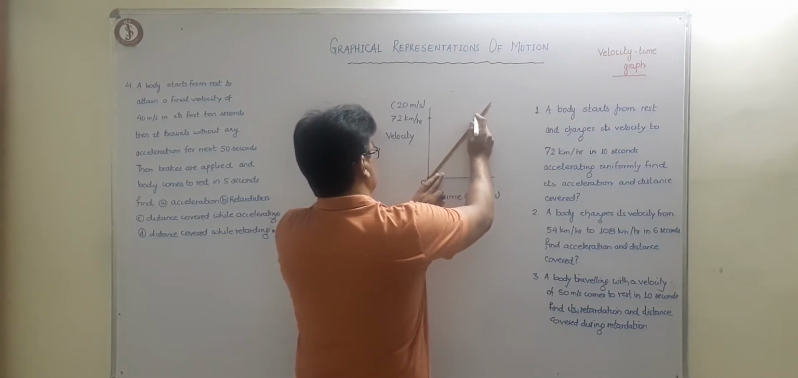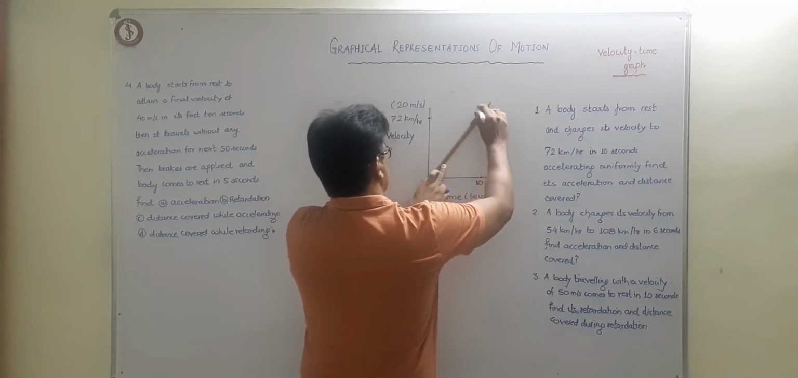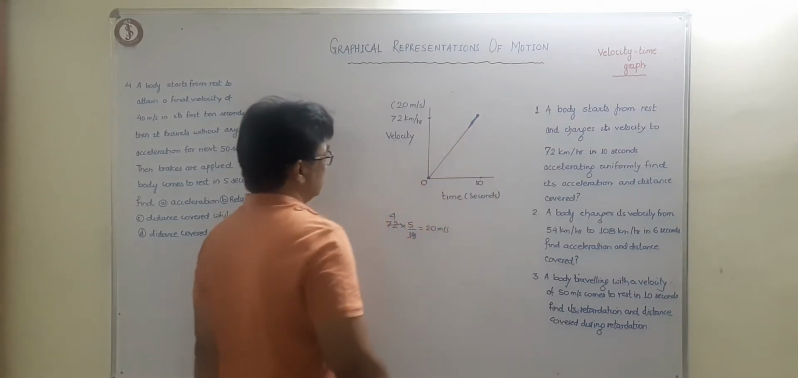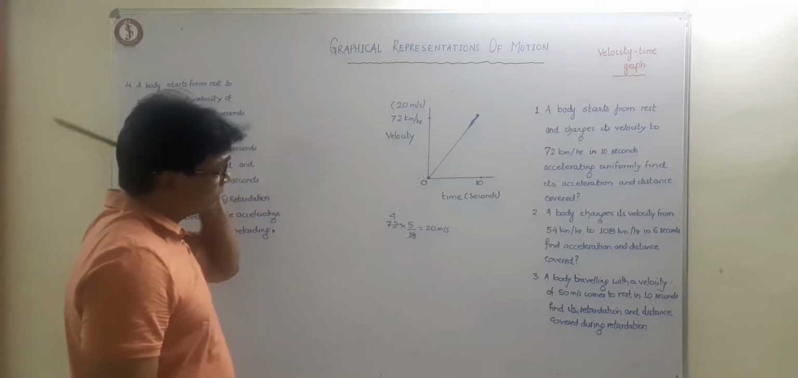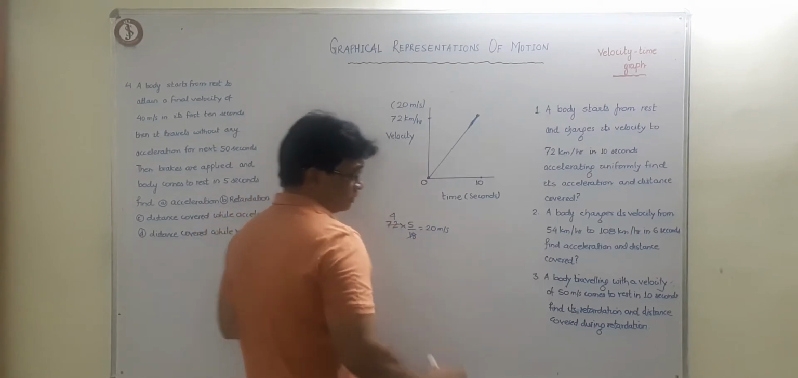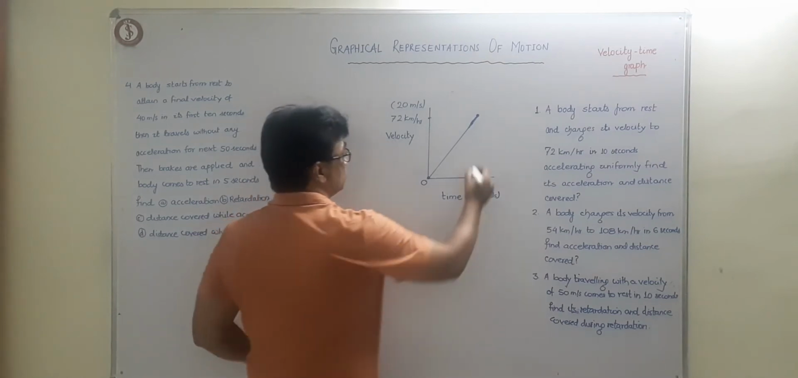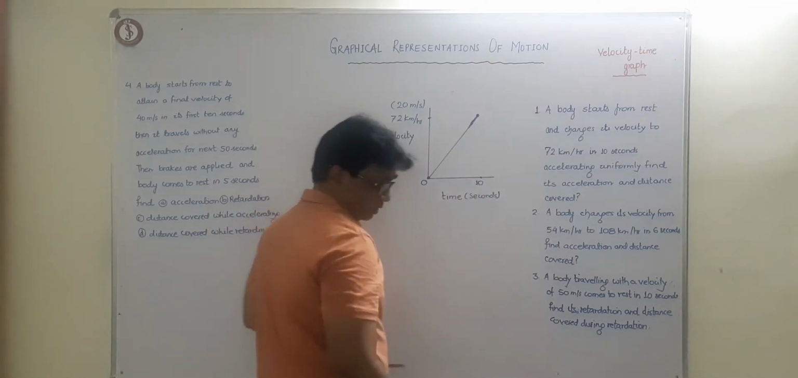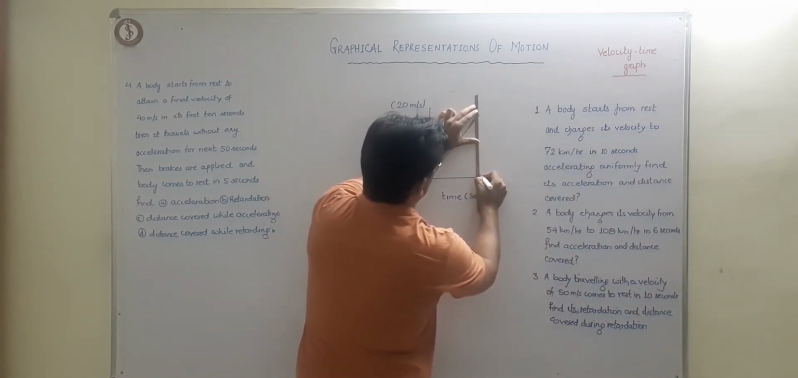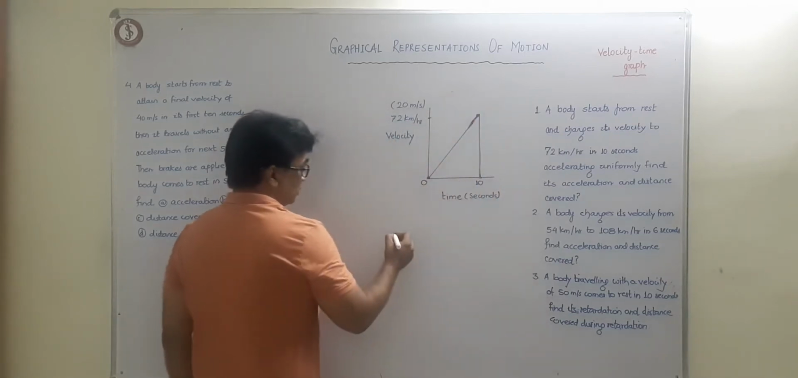So we have joined these two lines. Now this is 72 kilometer per hour, that is 20 meter per second, and this time is 10 seconds. Now, how do we get acceleration? Acceleration is obtained by the slope. Slope means we have to complete a triangle. So this triangle will be completed now, and the slope of this triangle will give us the acceleration.